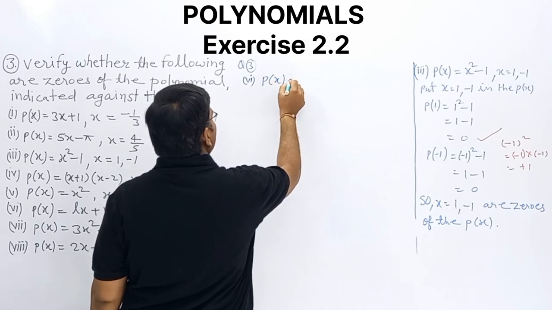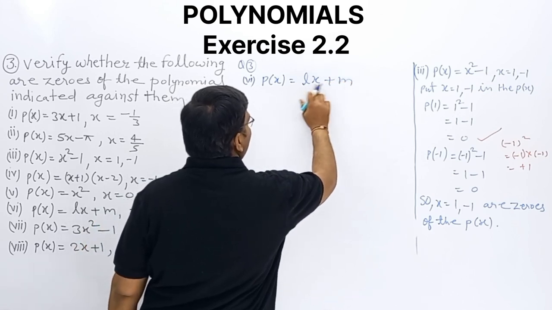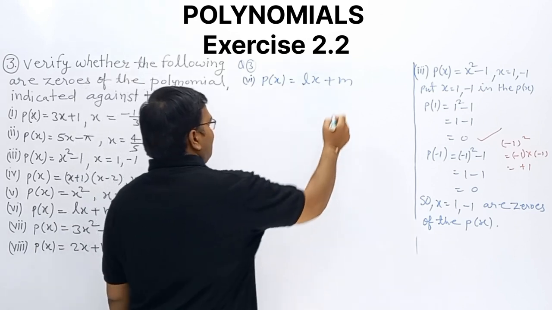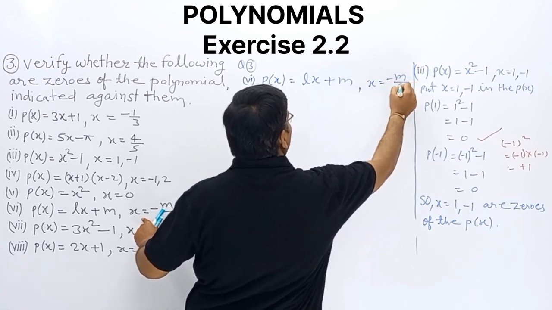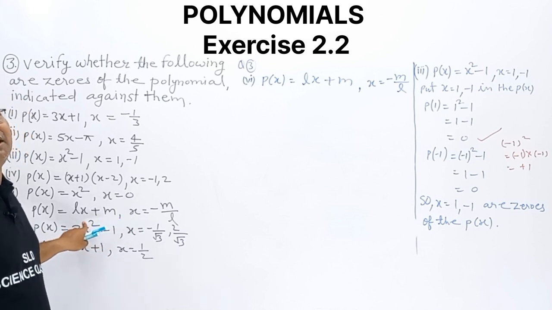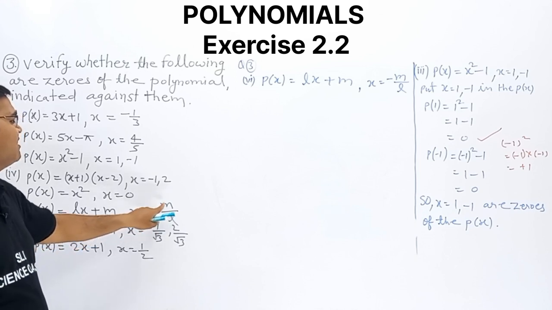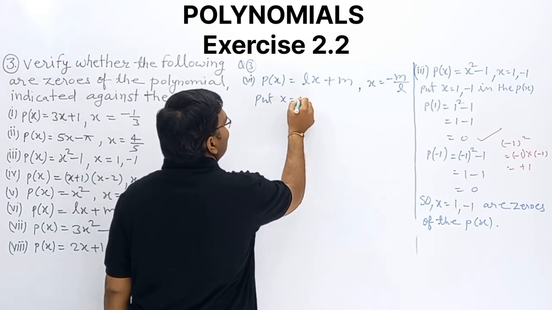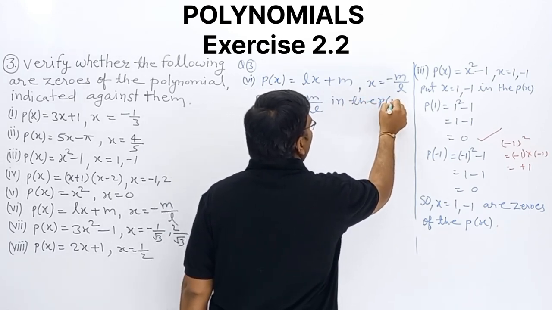Question number 6: P of x equal to Lx plus m. L and m are constants and x is the variable. Its zero is x equal to minus m upon L. This is a linear polynomial and its one zero is given. A linear polynomial has only one zero. So put x equal to minus m upon L in the polynomial p of x.